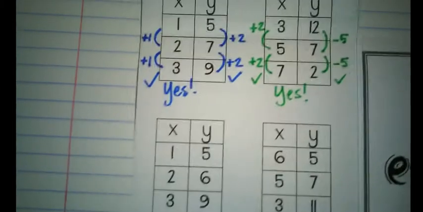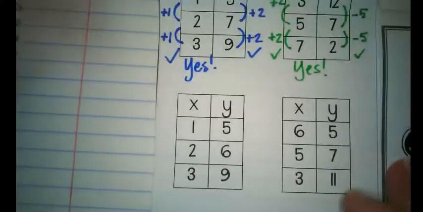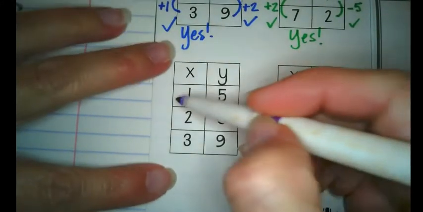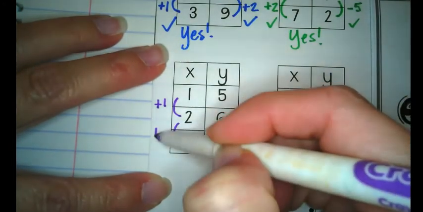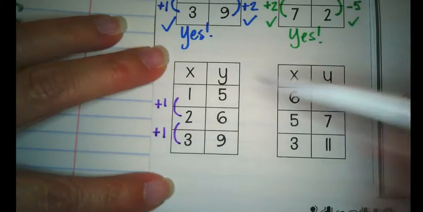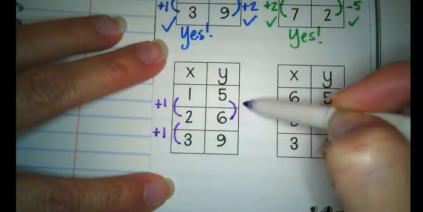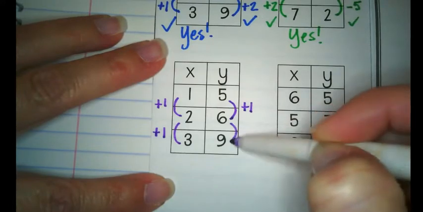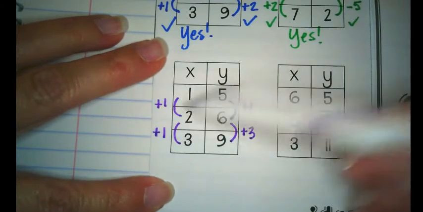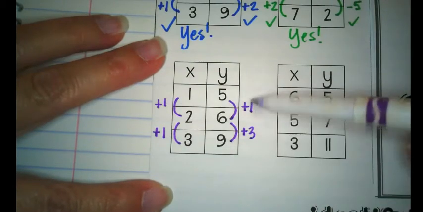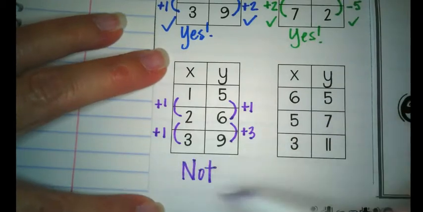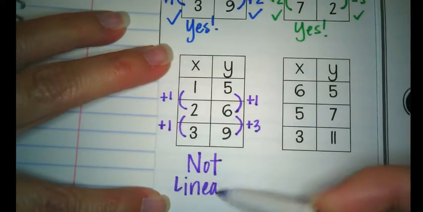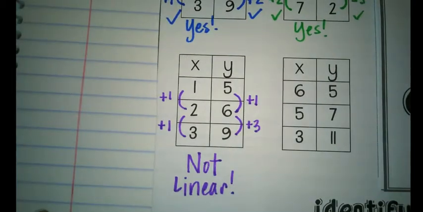All right, looking at the next one. This one down here, between 1 and 2, we add 1. Between 2 and 3, we add 1. So that looks good over here. On this side, from here to here, we add 1. From here to here, we're adding 3. So we have a common difference in the x's, but we don't have a common difference in the y's. So this one is not linear. We have to have a common difference between the x values and the y values.